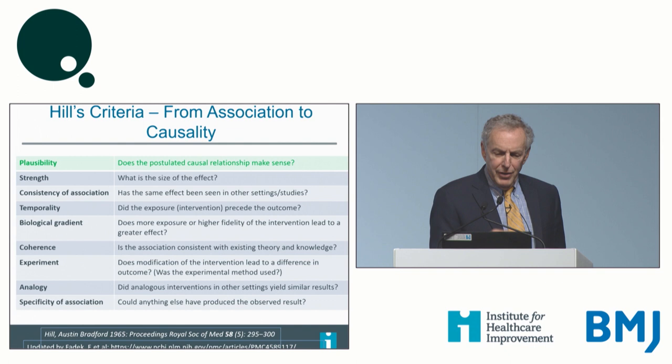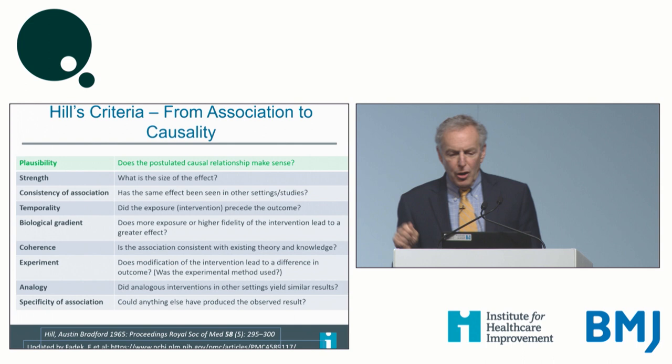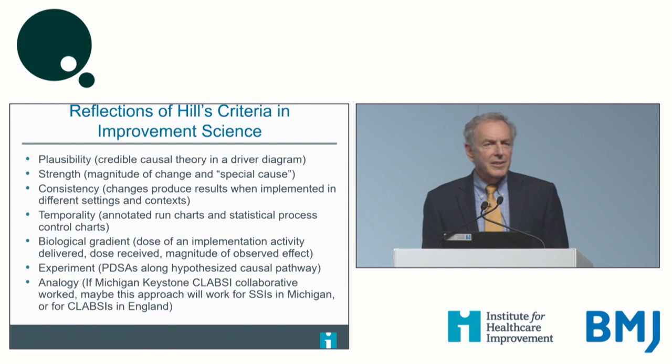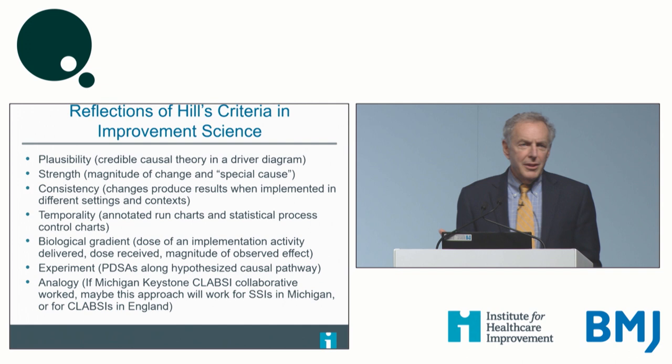And could anything else have produced the observed results? This is arguably the most important of all of these, and we're gonna spend a minute on that in a second. So how do I translate this into improvement science? Plausibility, that's the credible causal theory that we express in something like a driver diagram. It's our theory of change.